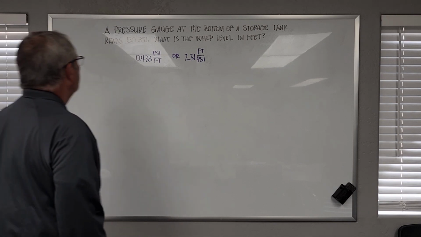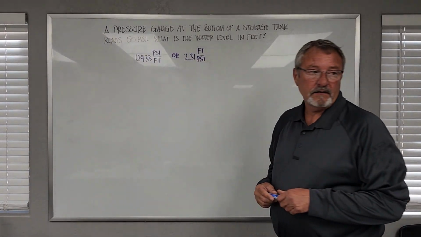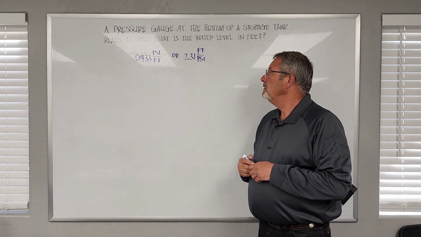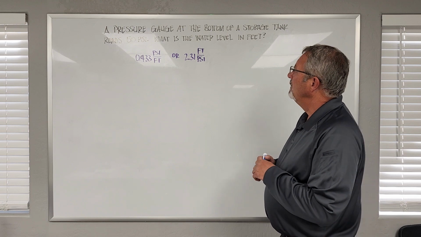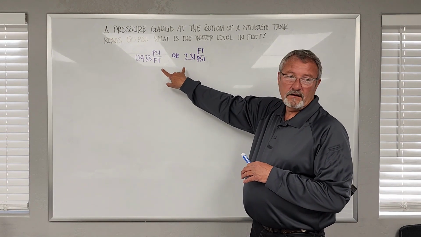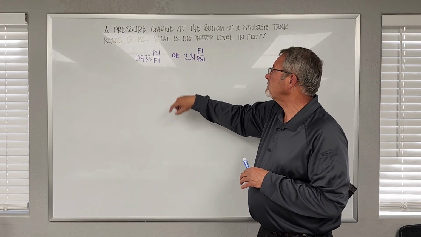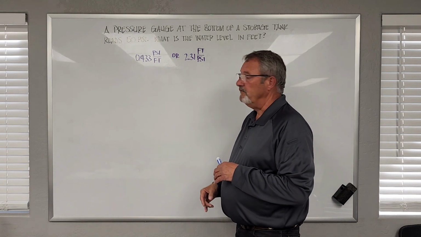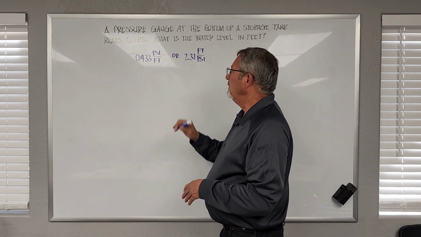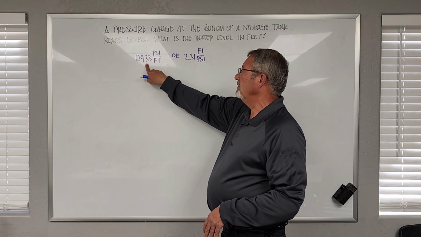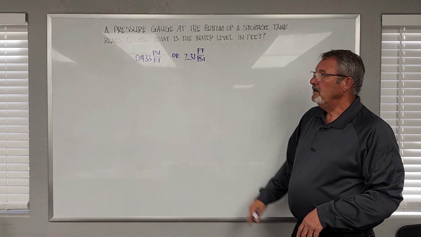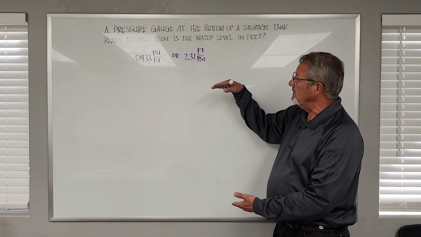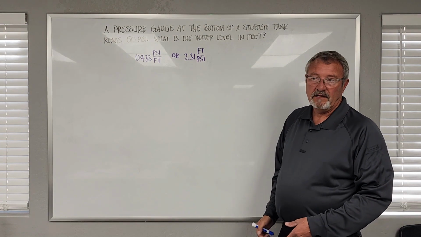All right, question number 2. A pressure gauge at the bottom of the storage tank reads 50 psi. What is the water level in feet? So here we have the conversion factors that are on the ABC math formula sheet. 0.433 psi per foot, or 2.31 feet per psi. What this means is for every foot of water depth, you have 0.433 psi. If you have 2.31 feet of water in depth, it equals 1 psi.